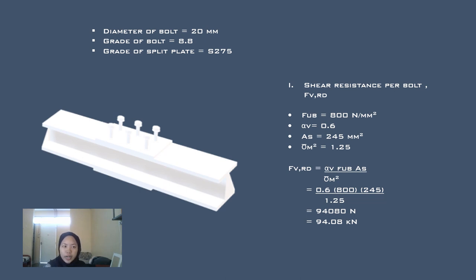The information given is diameter of bolt is 20 mm, grade of bolt is 8.8, and grade of splice plate is S275. First, we need to check the shear resistance per bolt, Fv,Rd. The formula of Fv,Rd is equal to alpha v times fub times As over gamma M2. The answer that we got is 74.08 kN.